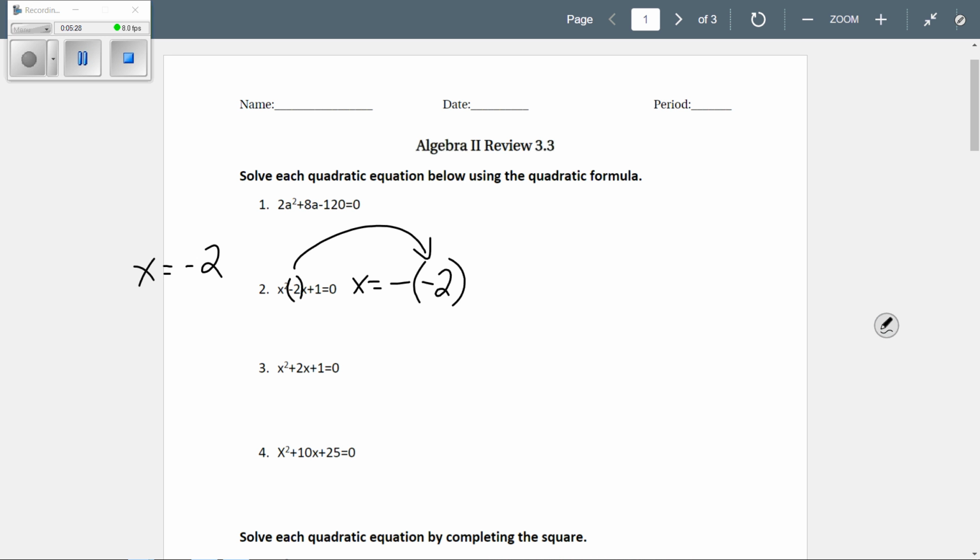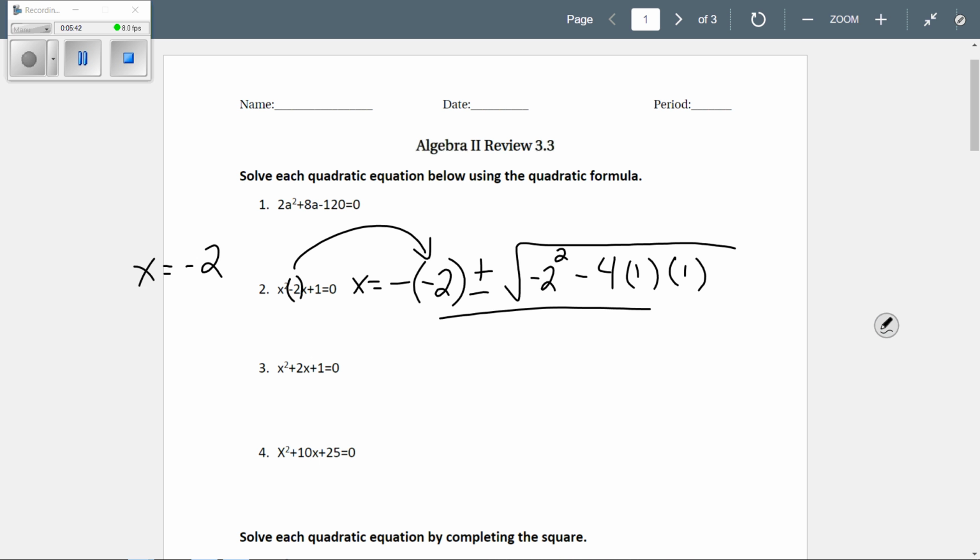So x equals negative b plus or minus the square root of b squared minus 4 times a times c. All of that is over 2 times a, which a is 1. So this is really easy math. Let's do under the square root first. Negative 2 squared.